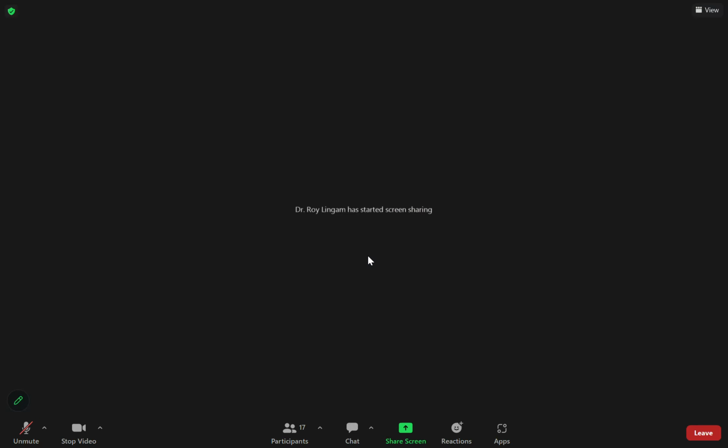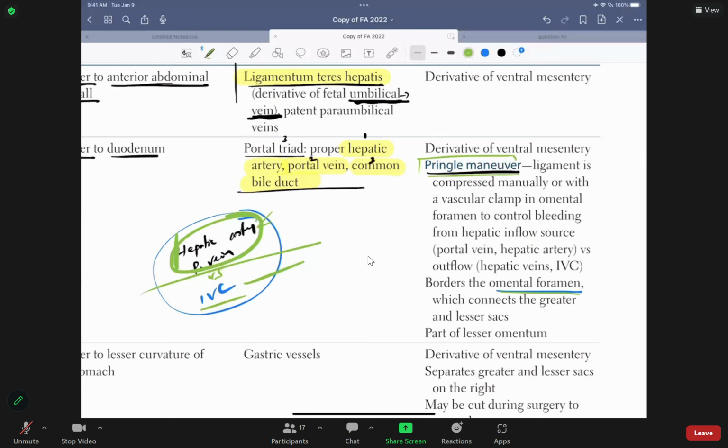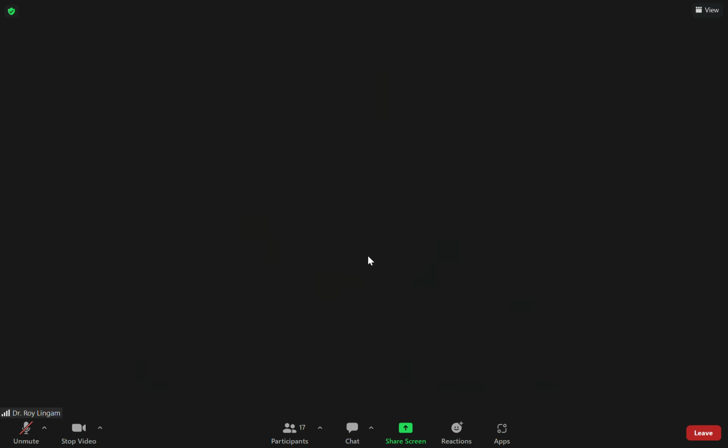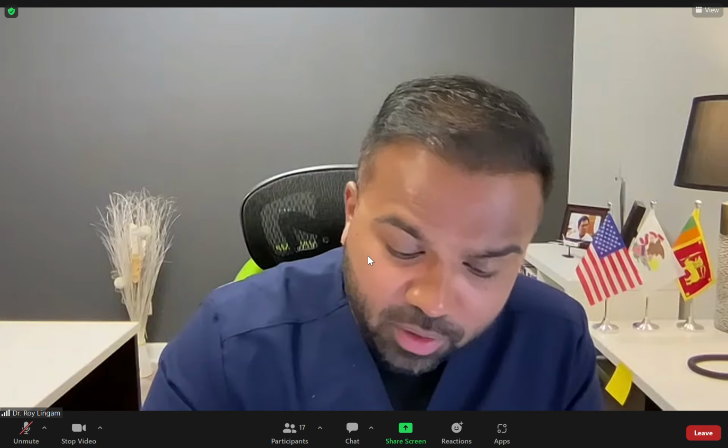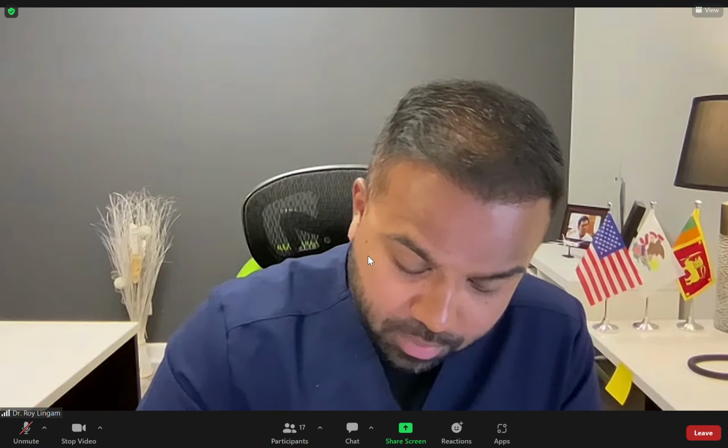So the bottom line, what you need to know: when we do the Pringle maneuver, it's separating the bleeding from the hepatic artery and portal vein from the IVC. Is everybody clear, folks? It's different from the foramen of Winslow. Actually, it's the same thing. Foramen of Winslow is an English name for the same omental foramen. Okay, let's do a question on this topic and see what we can find. Let me pull that up here.